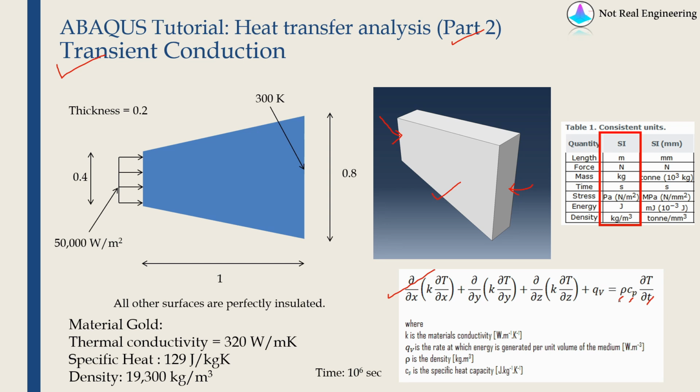You can see there are two more parameters we have to define for transient conduction analysis, which is density of material and specific heat of material. Again, we will assume material for our slab to be gold, and thermal conductivity, specific heat and density of gold is shown over here. Value of temperature boundary condition is shown here. Value of flux boundary condition is shown here. And as always, we will stick with SI units. Being a transient conduction analysis, we also have to define total time of simulation, which we will assume as 10 raised to 6 seconds. Let's start with ABAQUS CAE.